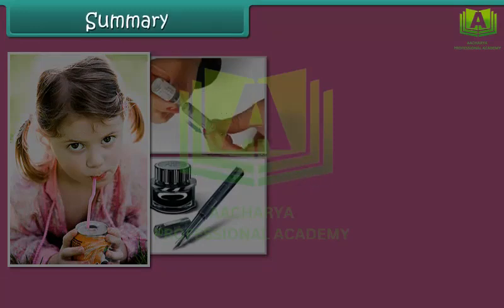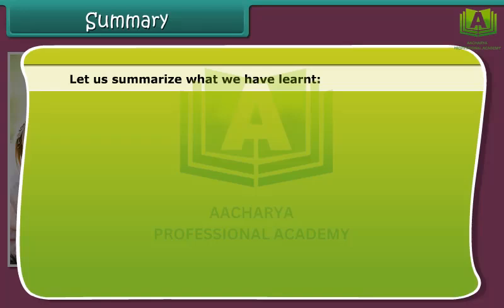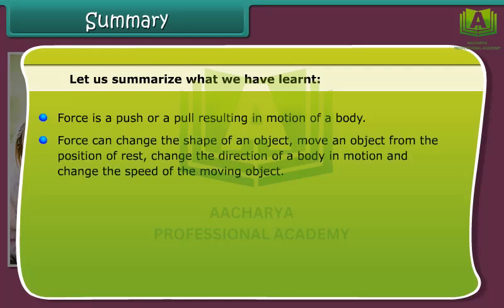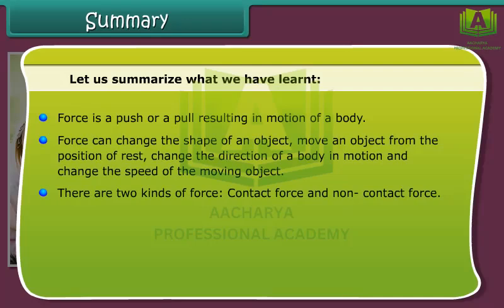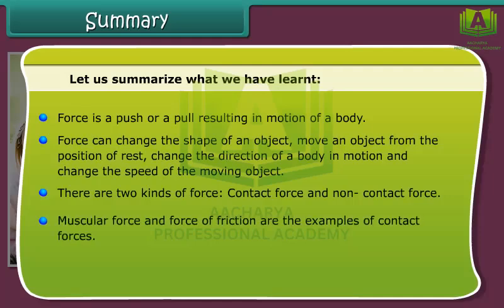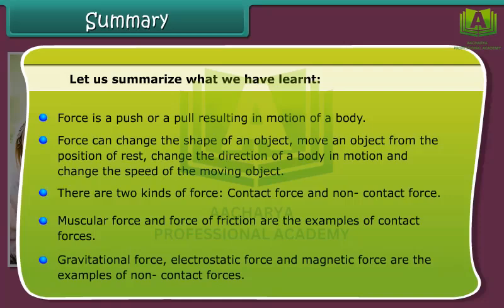Summary. Let us summarize what we have learnt. Force is a push or a pull resulting in motion of a body. Force can change the shape of an object, move an object from the position of rest, change the direction of a body in motion, and change the speed of the moving object. There are two kinds of force: contact force and non-contact force. Muscular force and force of friction are examples of contact forces. Gravitational force, electrostatic force, and magnetic force are examples of non-contact forces.